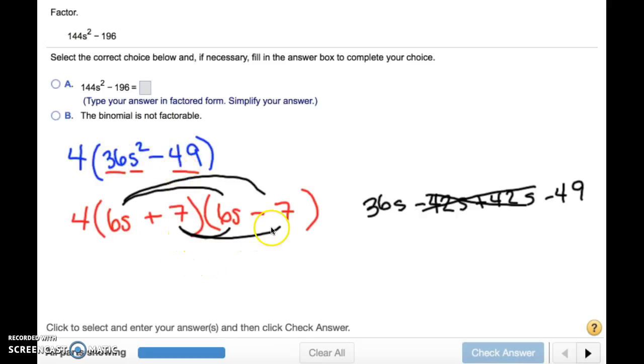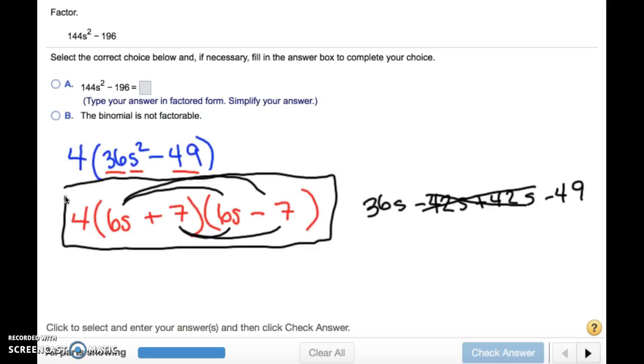So this works because these are what we called conjugates. And if this is the problem that you have, you would enter all of it, including that 4 out front. Don't turn around and multiply it out unless you just want to double check. But that will get you back to the original problem. This right here is your final answer. And that's where you can stop unless you want to check.